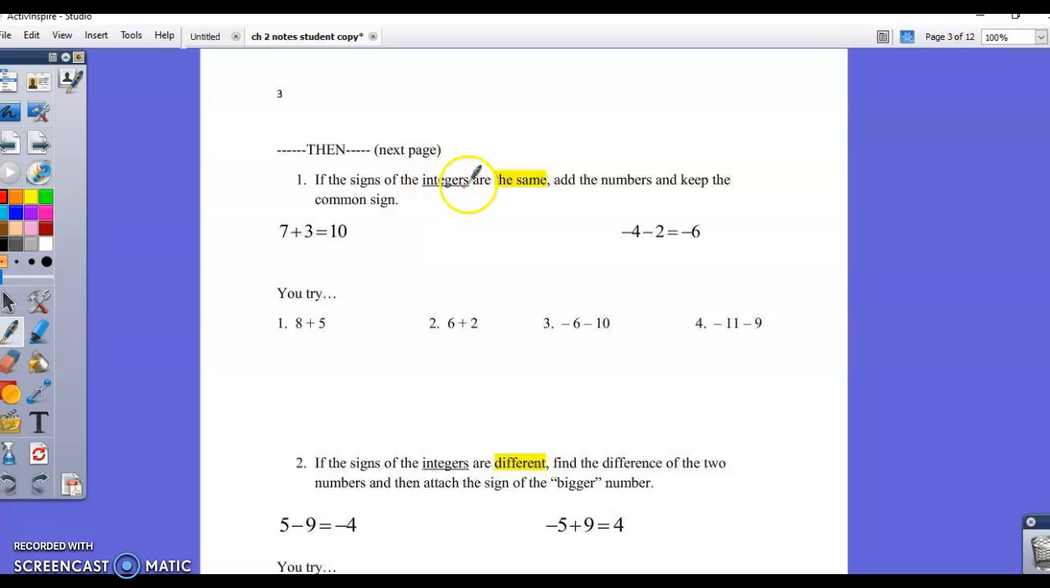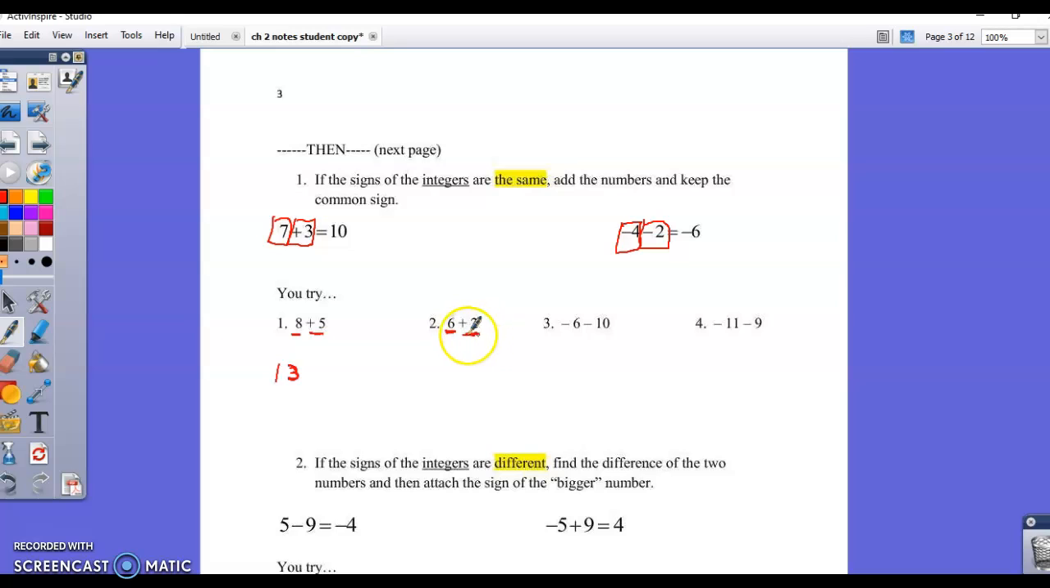If the signs of the integers, or the terms, you can think of them as terms, are the same, you add the numbers and keep the common sign. So here we have a positive 7, positive 3. 7 plus 3 is 10. That answer is going to be positive. Here we have a negative 4 and a negative 2, so the signs are the same. 4 plus 2 is 6, and we keep the common sign. Over here we have two of the same signs, a positive 8 and a positive 5. So we would add that to 13, and it would be positive as our answer.